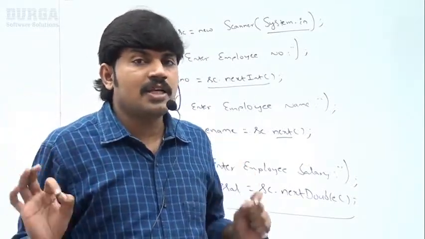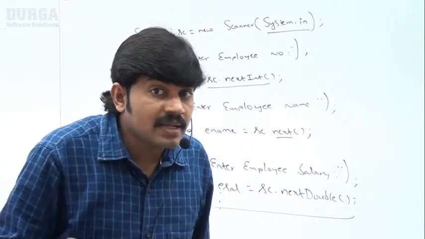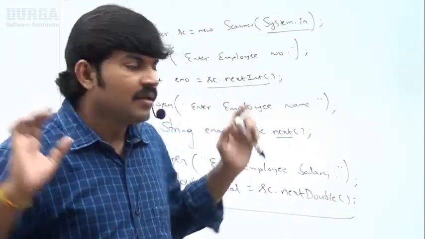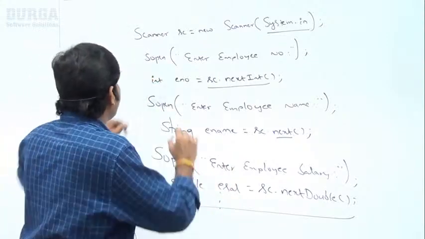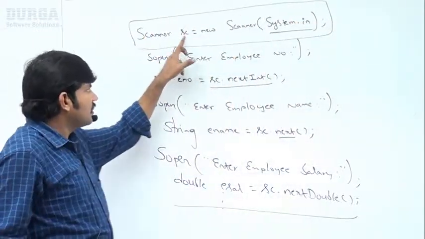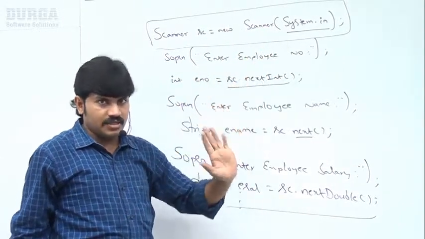This Scanner class is present inside which package? The java.util package. Introduced in which version? The 1.5 version. Clear? Now, how to create a Scanner object? Scanner sc is equal to new Scanner of System.in.